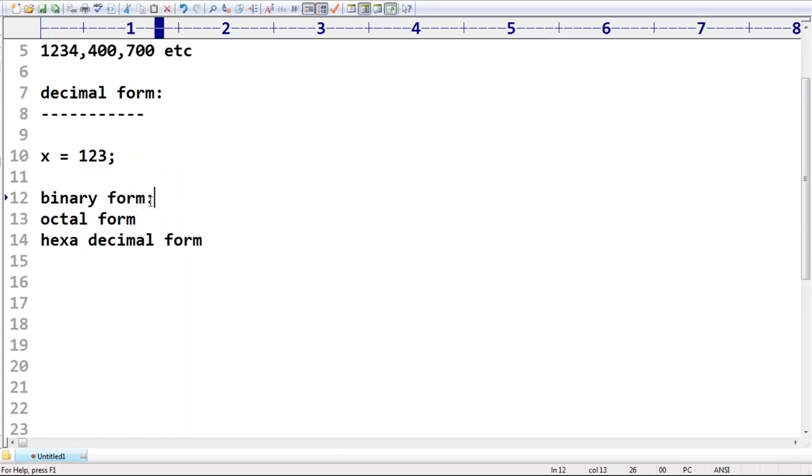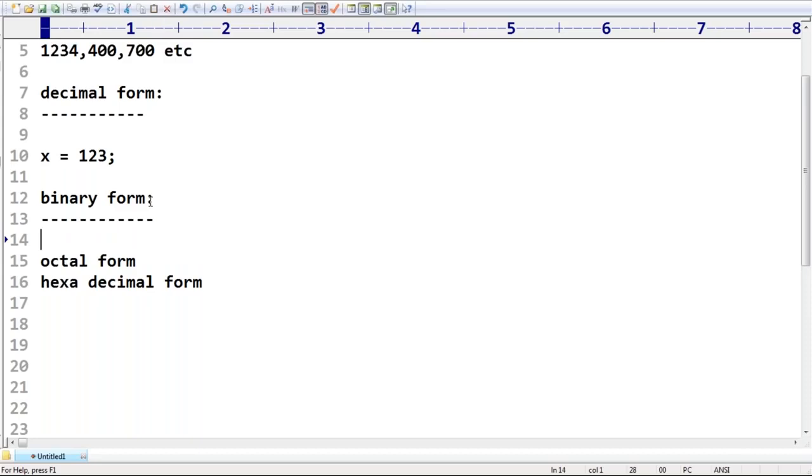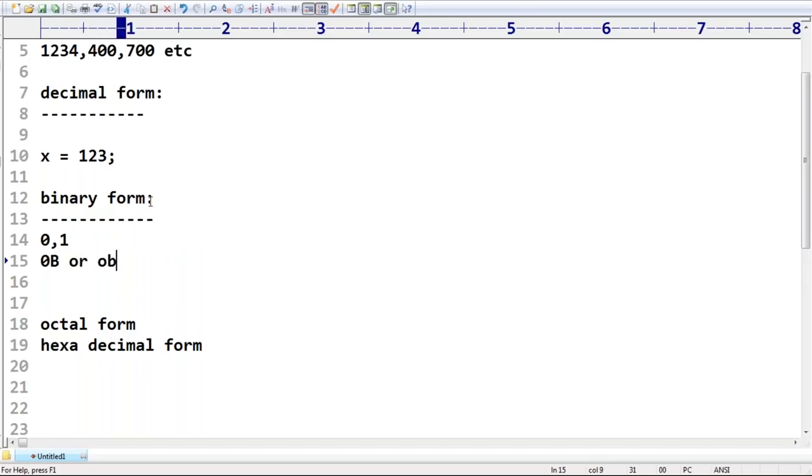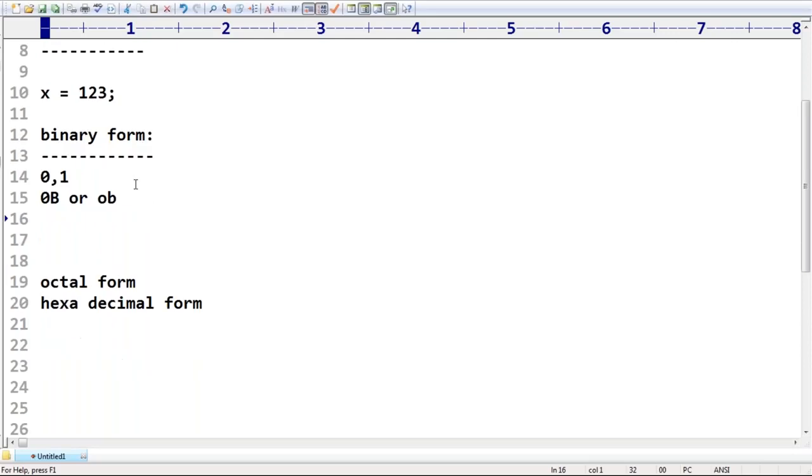Binary form means base 2. The allowed digits are 0 and 1. The literal value should be prefixed with 0b or 0B. Such numbers are by default considered binary numbers.